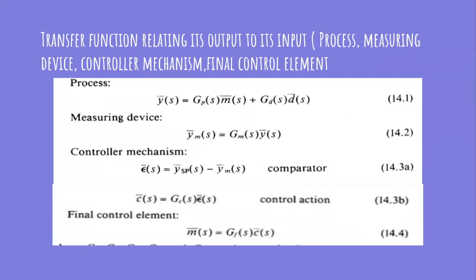So these are the transfer functions relating its output to its inputs. These are the equations for process, measuring device, comparator, control action, and final element, where GP, GD, GM, GC, and GF are the transfer functions between the corresponding inputs and outputs. The series of blocks between the comparator and the control output is considered as the forward path, which is GC, GF, and GP, while the block GM is on the feedback path between the control output and the comparator.